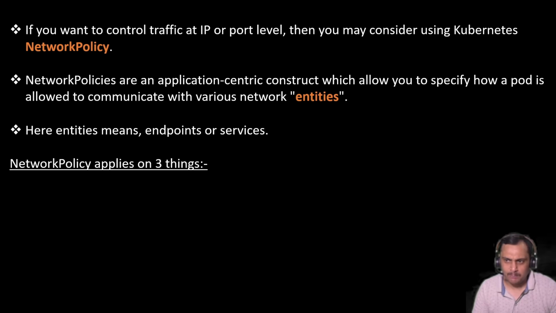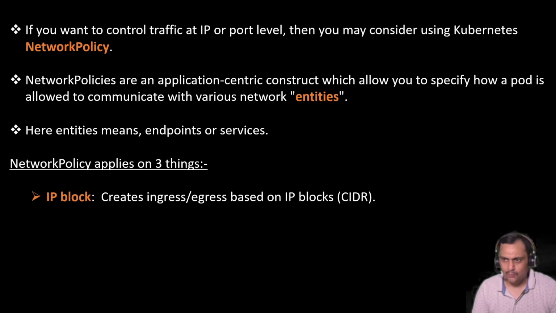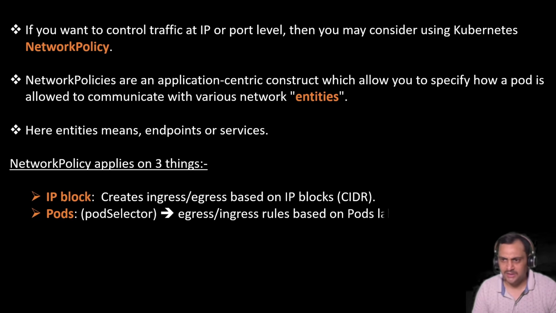Network policies can be applied on three things. The very first one is IP block. When IP-based network policies are created, for ingress or egress rules, we define policies based on IP block CIDR ranges. CIDR stands for Classless Inter-Domain Routing. The second one is pods that match the selectors. We will use a pod selector in the manifest file for an ingress or egress rule based on pod labels and selectors.